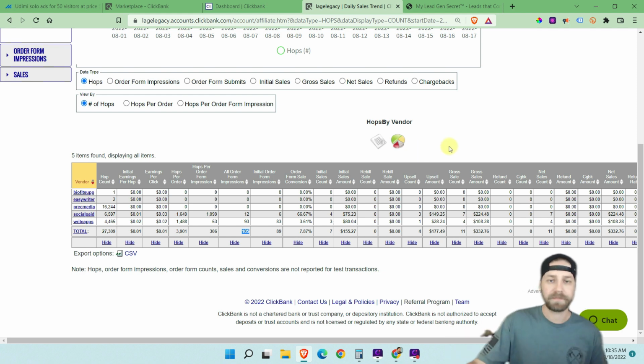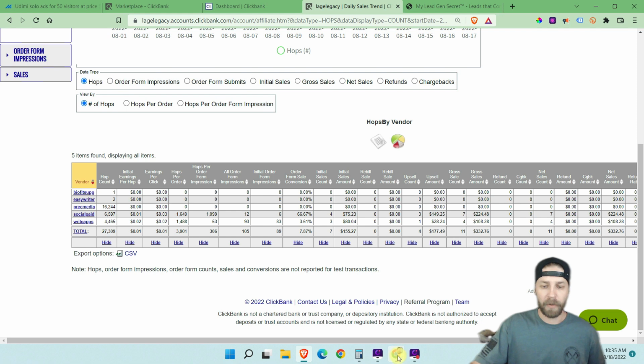Excuse me. Okay, so order form impressions would be opt-ins. So this would be subscribers for these vendors. I've taken this value, number of sales, gross amount in sales, and the hop count, and I've used those values to calculate those calculations.